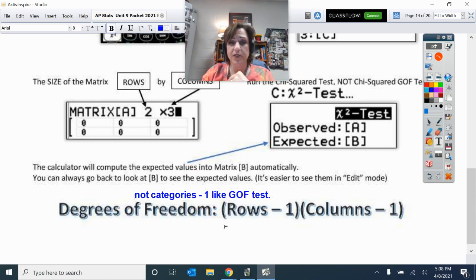So what was that for our test? Let's see. We had 2 rows. So 2 minus 1 for the rows and 3 minus 1 for the columns. And if you multiply that together, you get 2. 1 times 2 is 2. So that's the degrees of freedom.